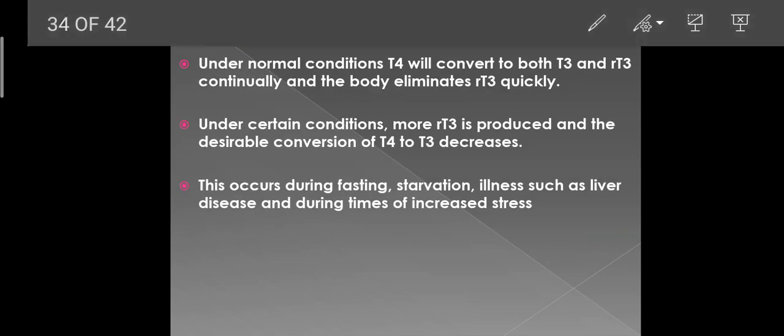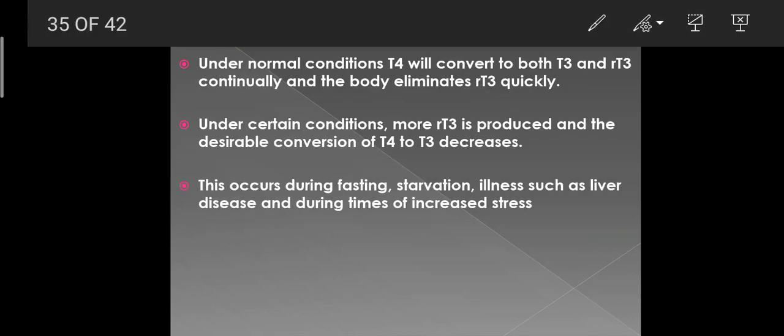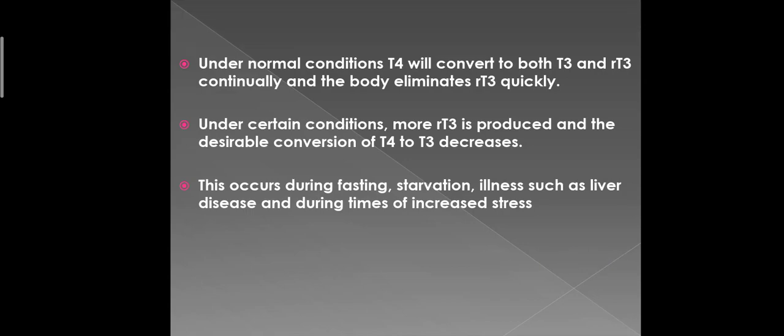It is measured by a blood test. Under normal conditions, T4 will convert to both T3 and RT3 continuously, and the body eliminates RT3 quickly. But under certain conditions, more RT3 is produced and the desirable conversion of T4 to T3 decreases. This occurs during fasting, starvation, illness such as liver disease, and during times of increased stress.